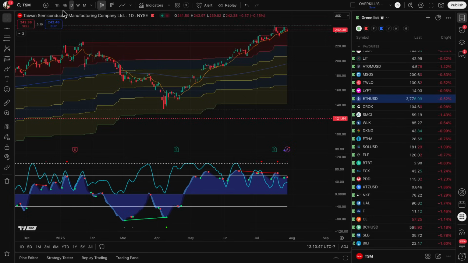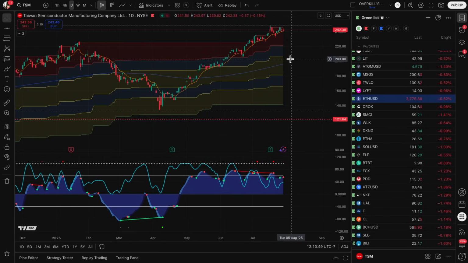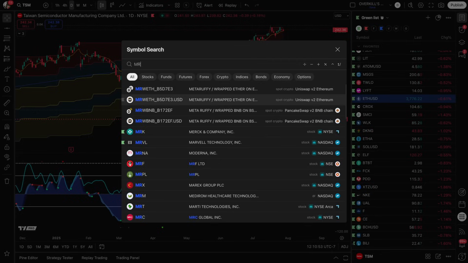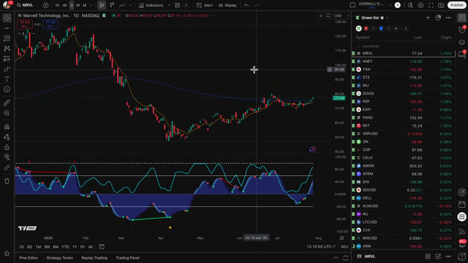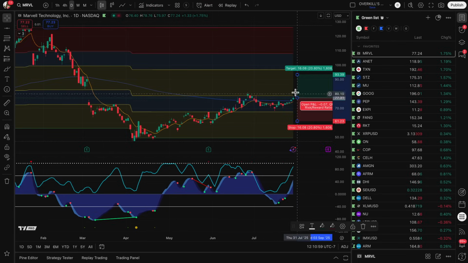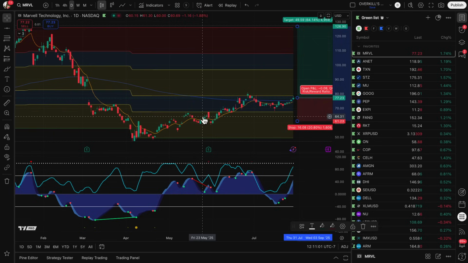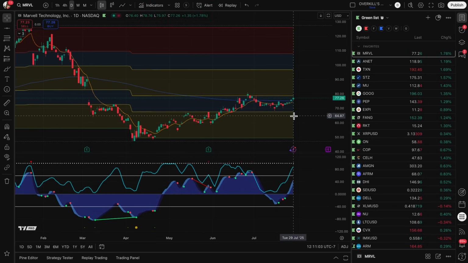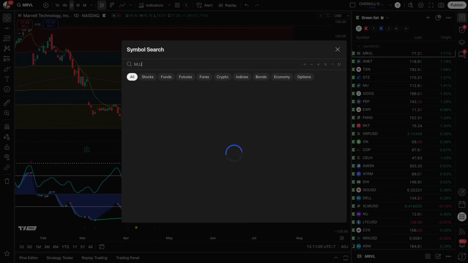I think there's some better looking charts when it comes to chips that are a little more oversold, like Marvel. I was looking at Marvel today. You can see how much more room it has all the way to the red zone. I mean, this is 64% back to the top. So if you're looking for something to buy, I'd look at this.